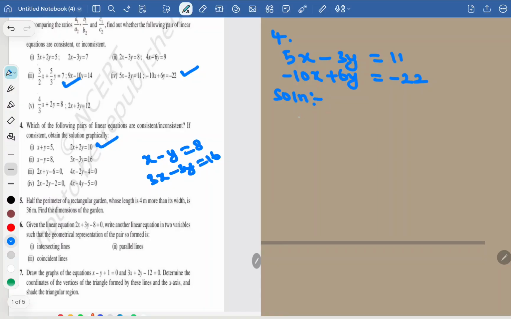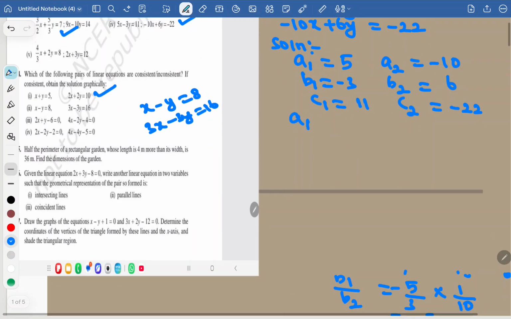Here compare with a1x plus b1y equal to c1, a2x plus b2y equal to c2. What is a1? 5. What is a2? Minus 10. What is b1? Minus 3. What is b2? 6. What is c1? 11. What is c2? Minus 22.